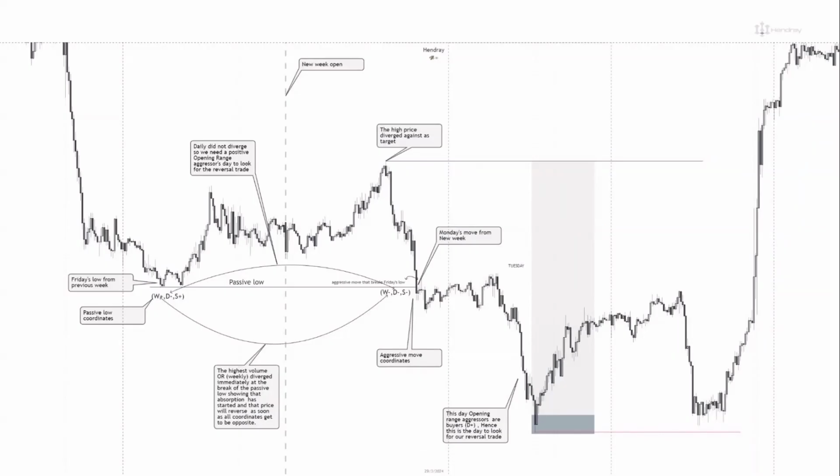So from the previous week, of course, I've told you the thick broken lines are the weekly separator, while the thin ones are the daily separator. So this is from Friday of the previous week. So Friday's low from previous, which is our passive low. That is that low that is already made.